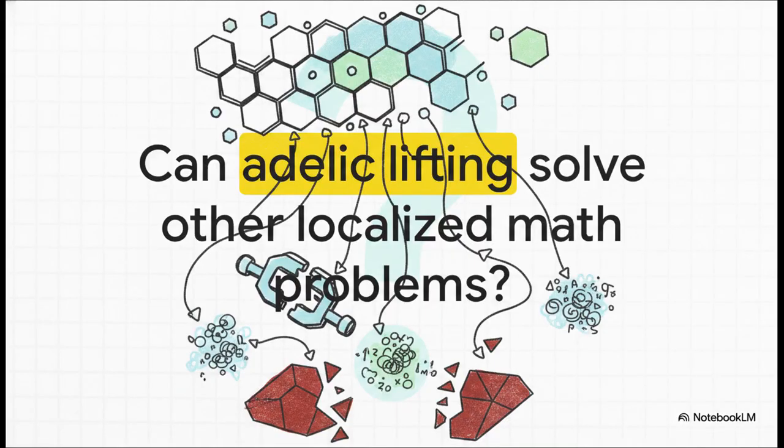Which leaves us with a really fascinating final thought. By taking a stubborn, localized geometric problem and translating it into a rigidly controlled global matrix space, we've bypassed decades of dead ends. So how might this global adelic lifting technique, this mathematical vice we just explored, be applied to other unsolved localized math problems? What other algebraic mysteries out there might be unlocked using this globally rigid toolkit?